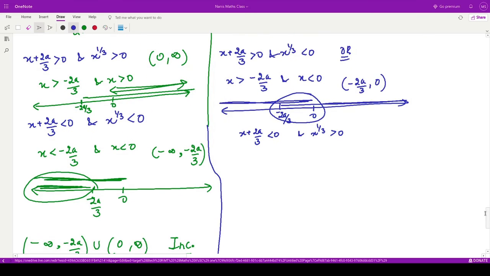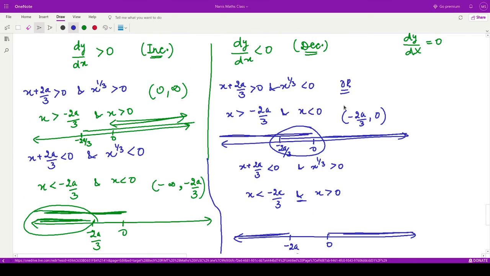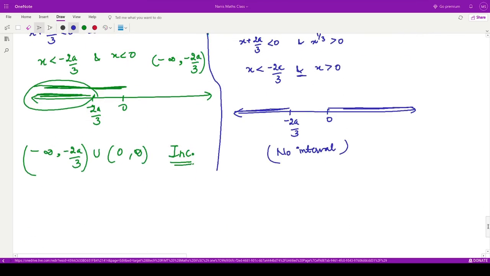In the second case, we have x less than minus 2a upon 3 and x greater than 0. So now here, when you see the real line, this is the point 0, this is the point minus 2a upon 3. x less than minus 2a upon 3 means we are here, and x greater than 0 means we are here. So there is no common portion satisfying these two regions simultaneously with an AND condition, so no interval is obtained here, right? So the only interval is this one where we have the function decreasing.